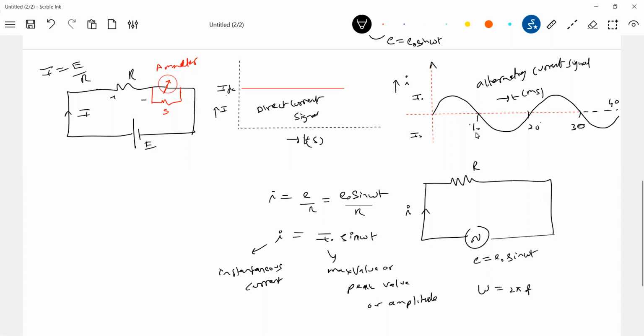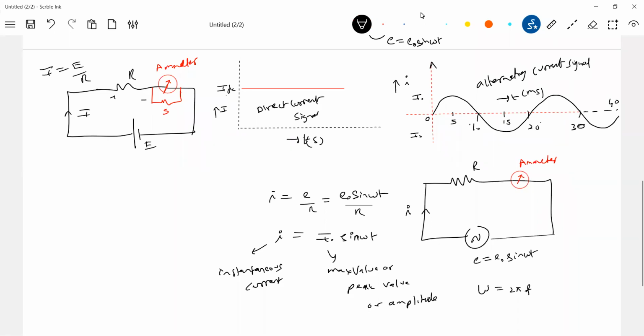Now, let me connect an ammeter here. What will the ammeter read? I think we have to be extra careful. If you want to measure I naught, you should be attentive. The moment at t equals 0, you switch on the circuit. Then at 5 milliseconds, you should open your eyes wide enough and note down the reading.